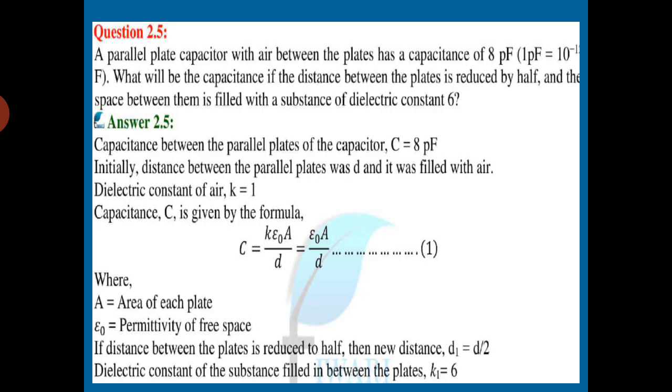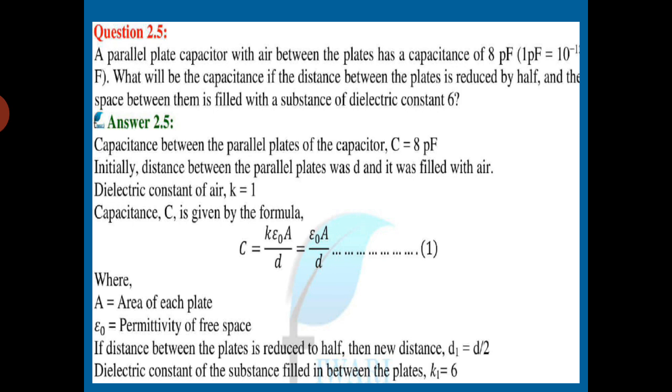Come to NCERT exercise question 2.5. A parallel plate capacitor with air between the plates has a capacitance of 8 picofarads. What will be the capacitance if the distance between the plates is reduced by half and the space between them is filled with a substance of dielectric constant 6? First of all, go through the statement. Try to understand the statement first.